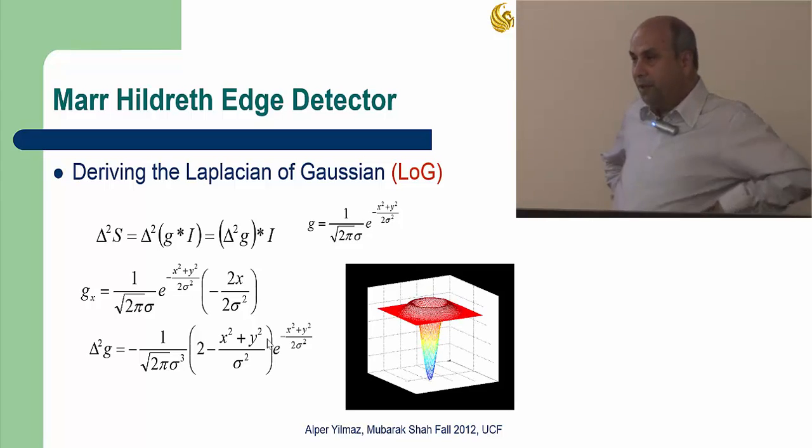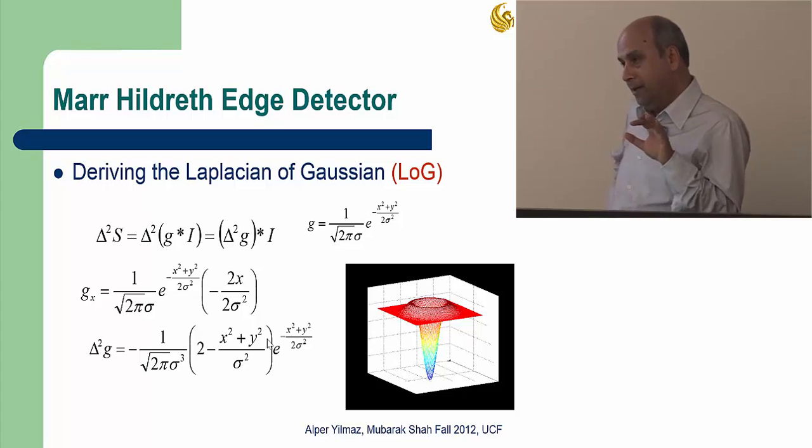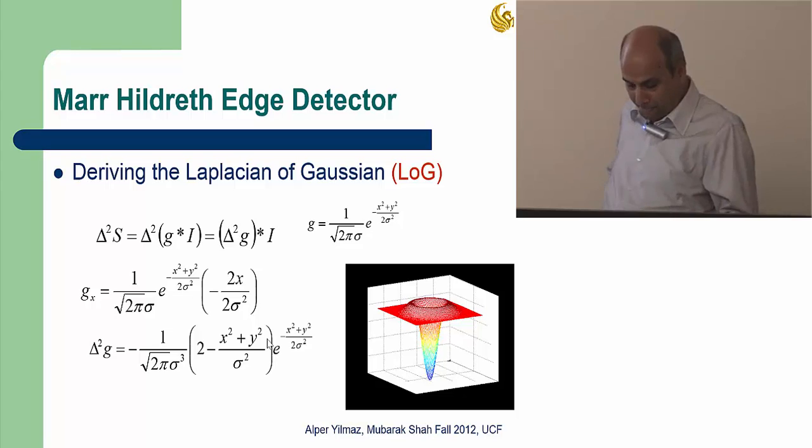Okay, so it looks like that. If you plot it, it looks like that, and it's like a Mexican hat. This is called a Mexican hat edge detector filter. Okay, so inverted Mexican hat. It's not the Mexican hat, it's the other way, but it's inverted.